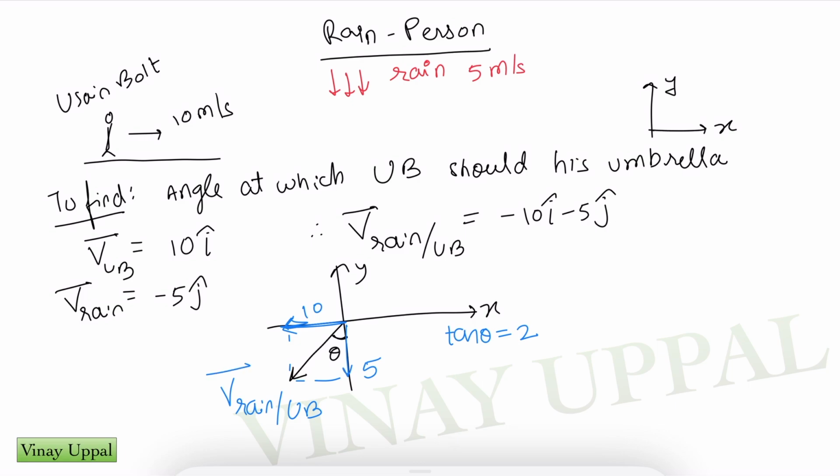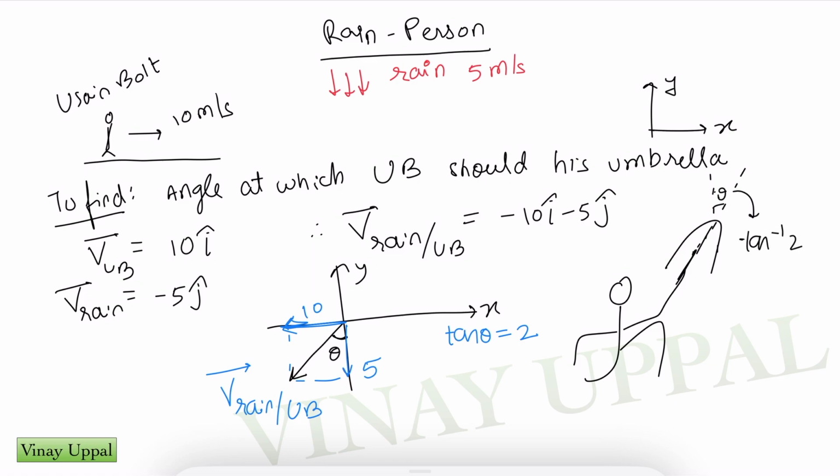This velocity vector that I have drawn is rain with respect to the person. So Usain Bolt is going to have to hold the umbrella at an angle of tan inverse 2 with the vertical in order to prevent the rain falling on him. Now let's take a look at the effect of wind on these type of problems.